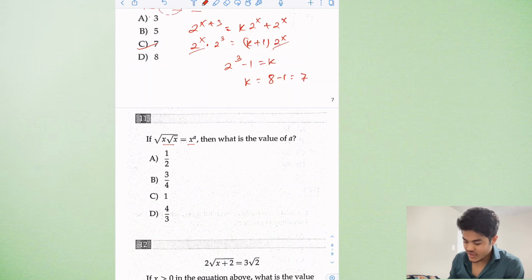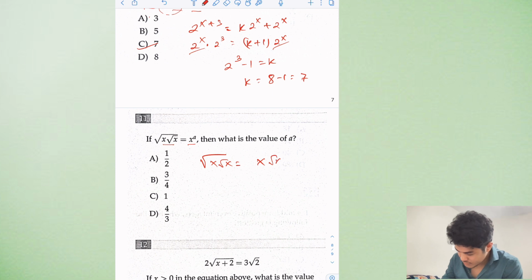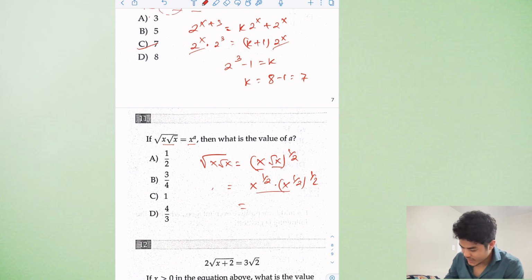If this term is equal to this, then what is the value of a? All right. So we already know that this term is equal to this term, right? And this term x is equal to, and we can split that and share that exponent between these two bases. So this one is nothing but this, and this thing is equal to x^a.